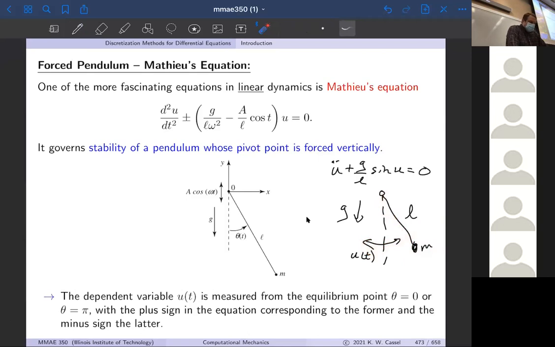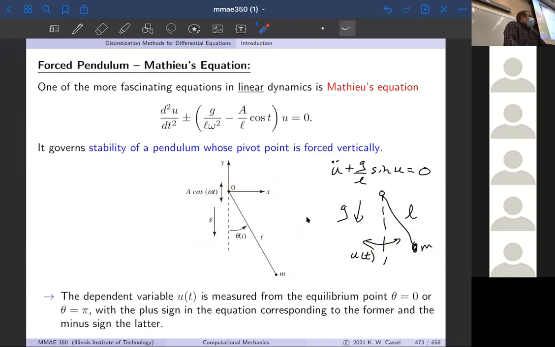Well, let's make things a little more exciting. So here's that same geometry, but now we're going to add forcing to the pivot point. We're now going to force it vertically up and down with an amplitude A and a frequency omega, so A cosine omega t. That's a prescribed forcing that we're imposing on this pivot point. It's going up and down, A cosine omega t, frequency omega, amplitude A.